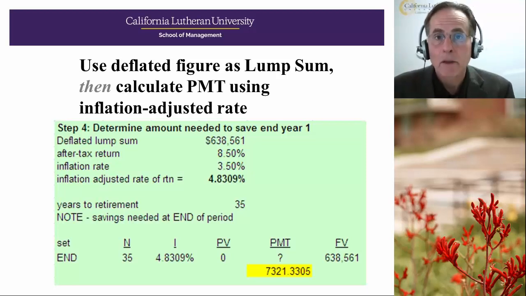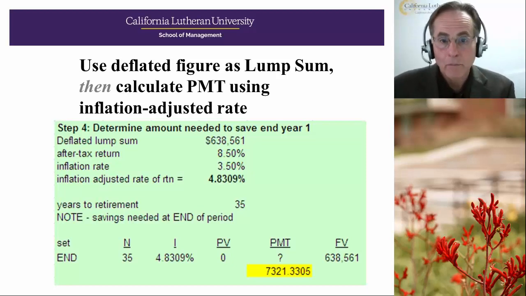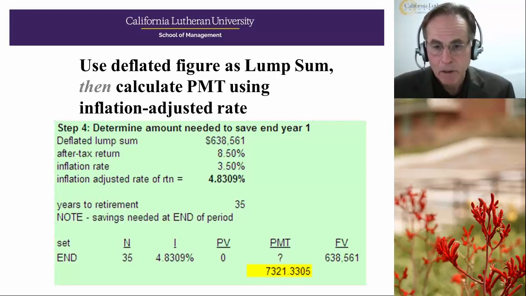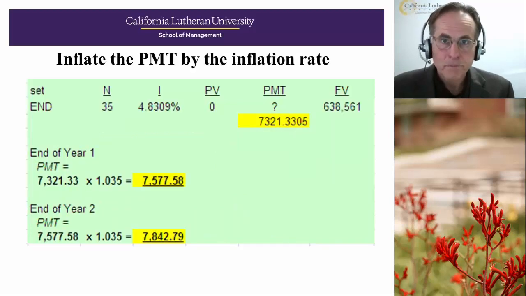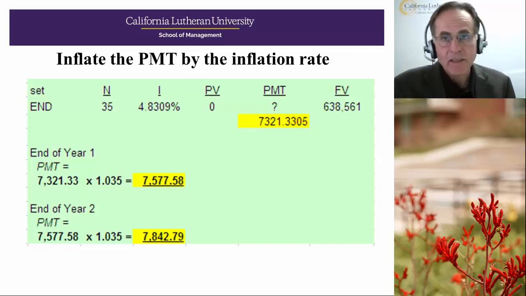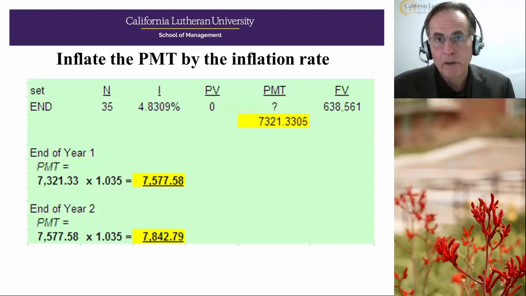And you know that 8.50% is the same as saying 0.085, right? So that'd be 1 plus 0.085 divided by 1 plus 0.035, quotient minus 1. We come up with a payment of 5321.33. But that is actually the rate as of today. To get the payment at the end of the year, you would have to inflate that by the inflation rate. So 5321 becomes 5507.57. That would be the contribution at the end of the first year.